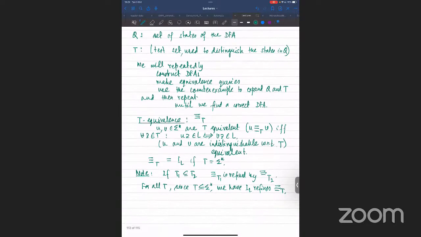So this also gives you that the number of equivalence classes in this is at most the number of equivalence classes of IL. Clear? Okay.